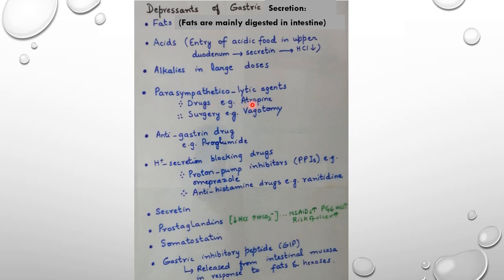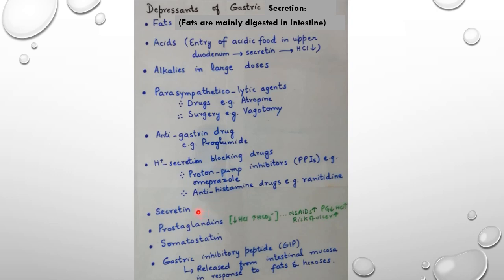This drug can also inhibit gastric secretion as it can inhibit or block the action of acetylcholine. Then surgical procedures, for example vagotomy, in which the vagus nerve is truncated and thus HCl secretion can be inhibited. Then some anti-gastrin drugs like proglumide and some proton secretion blocking drugs, for example proton pump inhibitors like omeprazole. Then antihistamine drugs, for example ranitidine, which is also sold under the name Zantac.